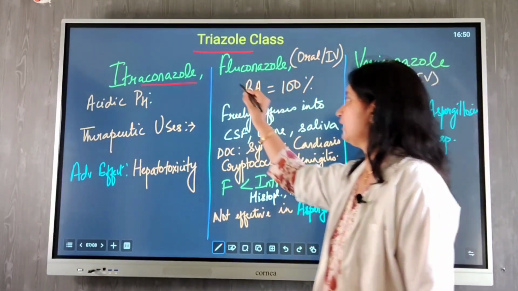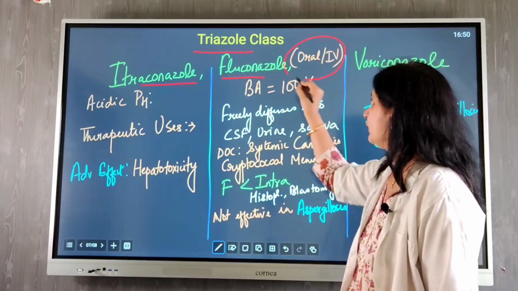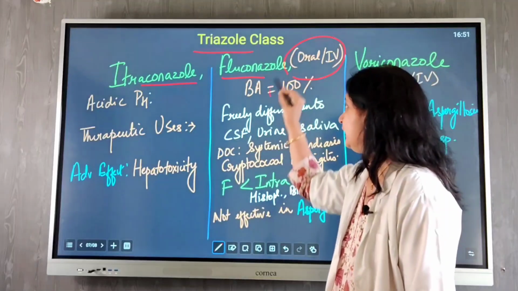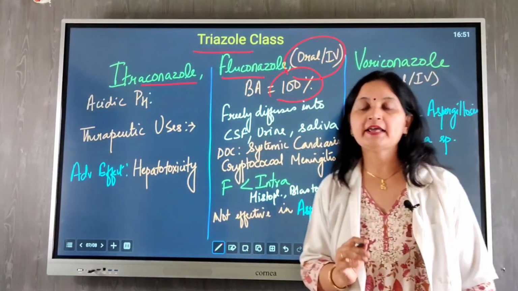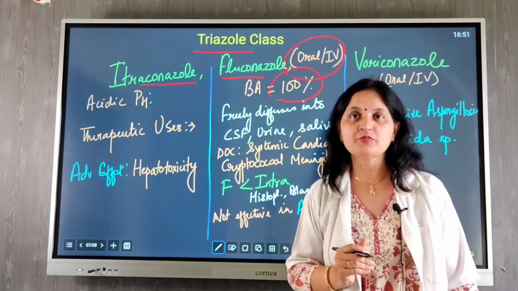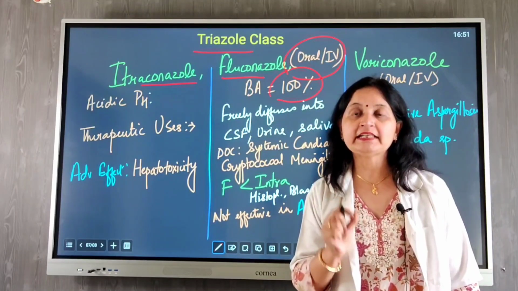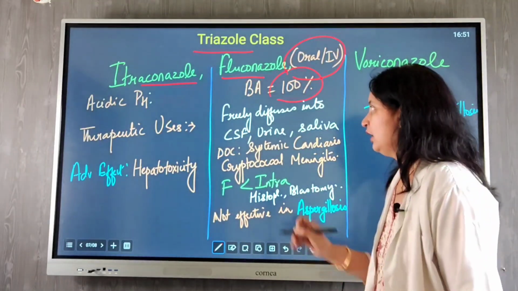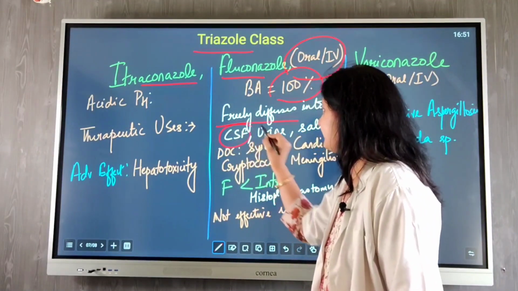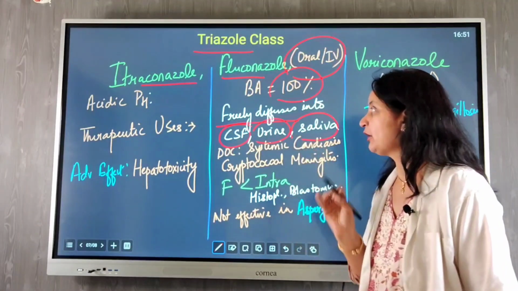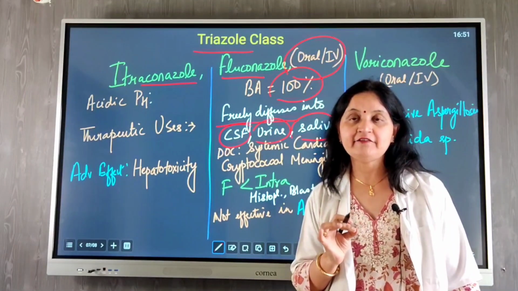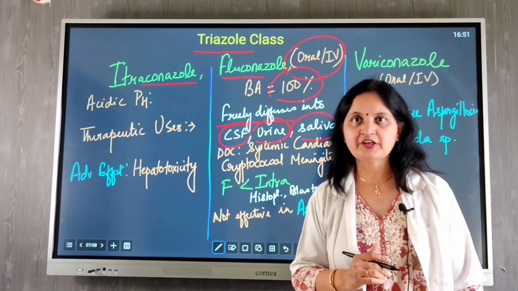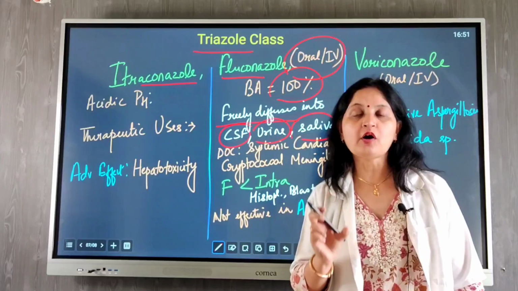Let's now move to the second drug, that is fluconazole, which is available as oral and IV formulations. Fluconazole has 100% bioavailability. The absorption is not affected by pH. pH does not influence the absorption of this drug, and therefore the bioavailability is 100%. This is unlike ketoconazole or itraconazole. Also, it freely diffuses into the CSF, urine and saliva. And because it attains high concentration in the CSF, it is useful for treating infections of the CNS and urinary tract infections. It is useful for treating cryptococcal meningitis.